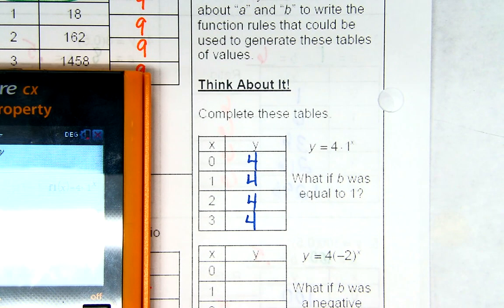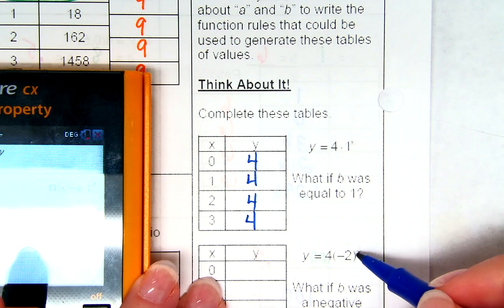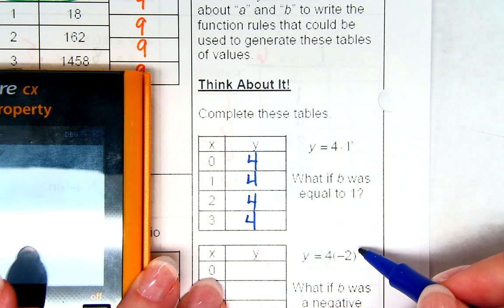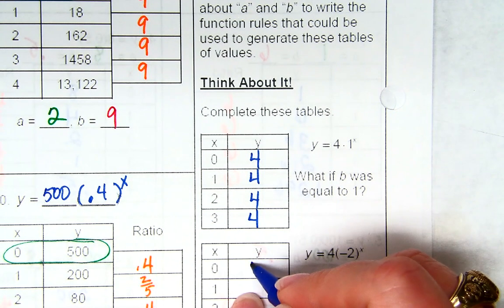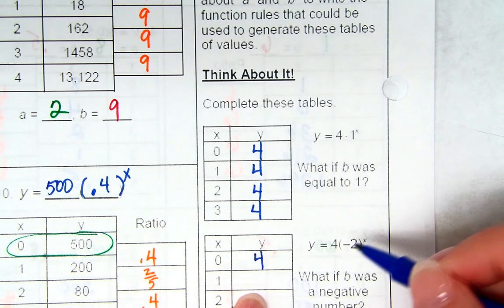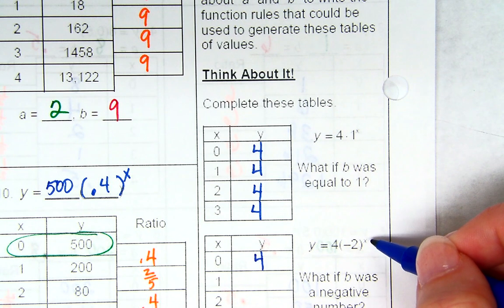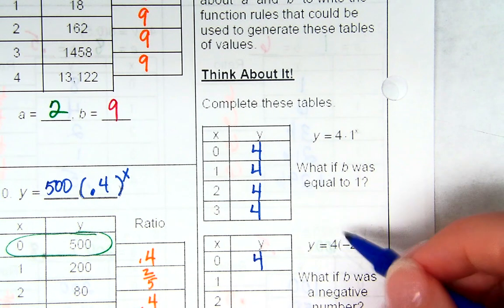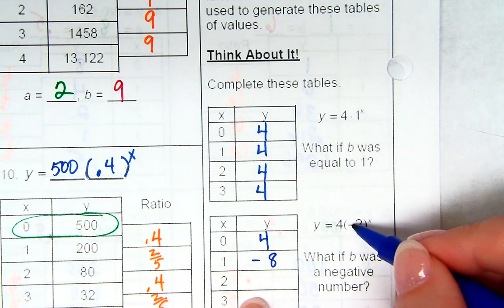Okay, let's see. 4 times negative 2 to the x power. So if it's 0, anything to the 0 power is what? 1. 1 times 4 is what? 4. Okay. Negative 2 to the first power. Negative 2. Negative 2 times 4? Negative 8. Okay.